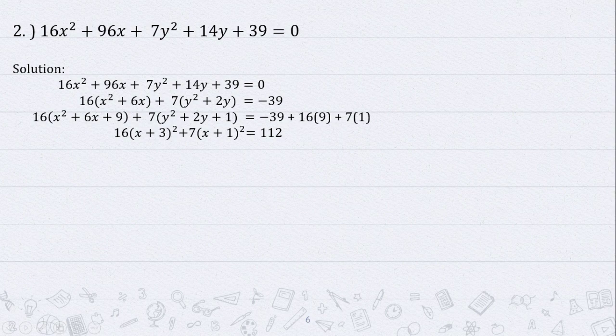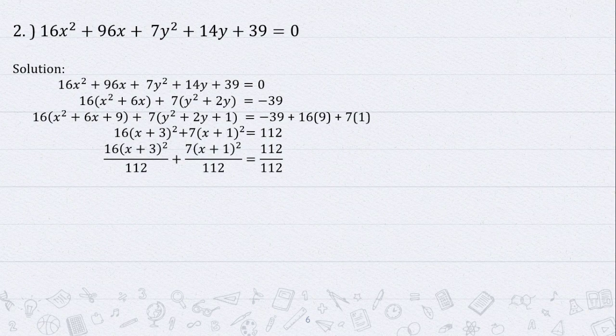For the first term, we have here x plus 3 quantity squared. 3 is taken from our middle term 6, that is 6 divided by 2 is equal to 3. While on our second term, we have here x plus 1 raised to 2. 1 is taken from the middle term 2, because 2 divided by 2 is equal to 1, while our right side is equal to 112.